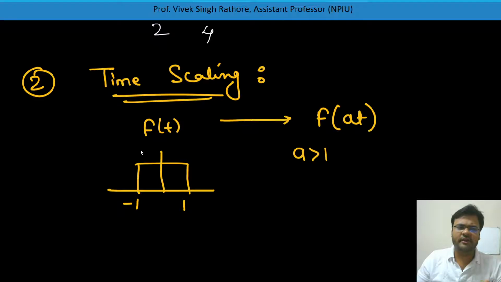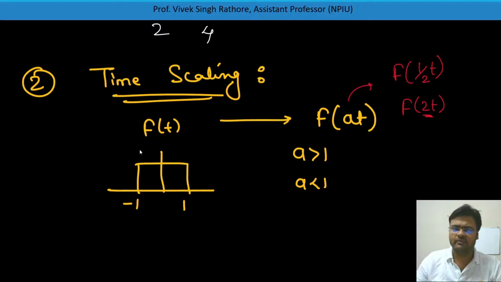Maybe a is greater than 1 or maybe a is less than 1. Let's suppose here we do f of half t or f of 2t. You can understand what I am telling you. A can be greater than 1 or a can be less than 1.